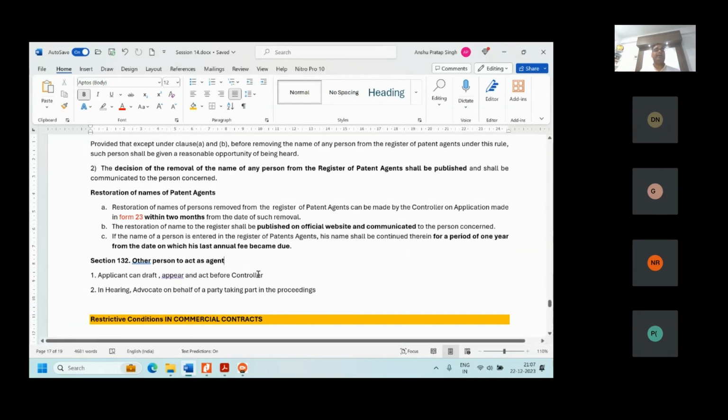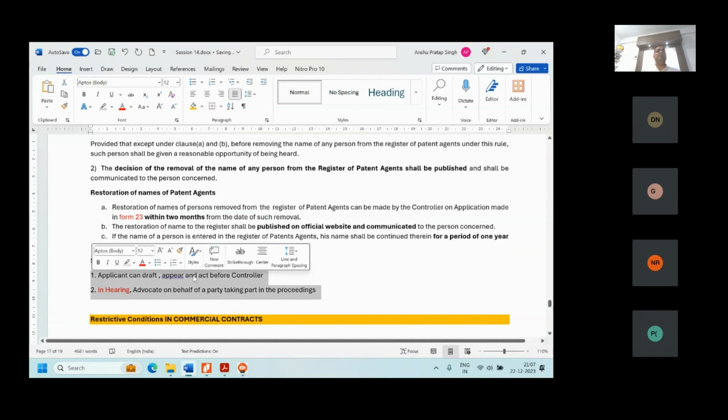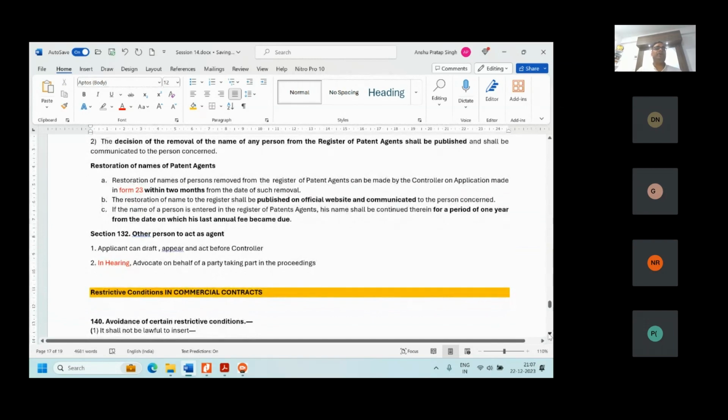Who can also act as agent? The applicant can draft, appear and act before the controller, and only in hearing, please remember, only in hearing, an advocate on behalf of a party can take part in the proceeding. These are the 2 places where, without a patent agent, 2 people can work.